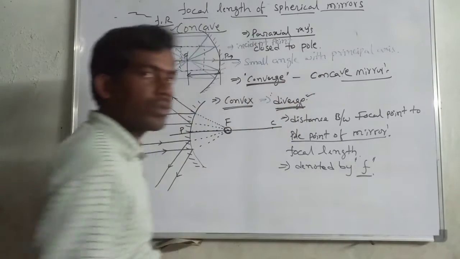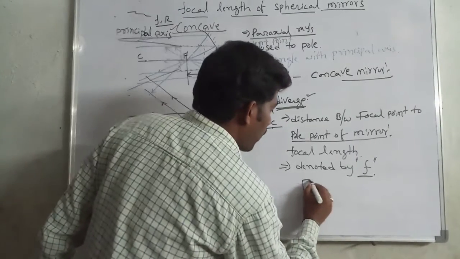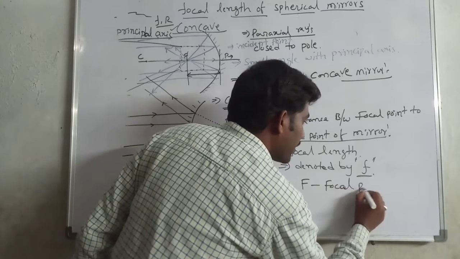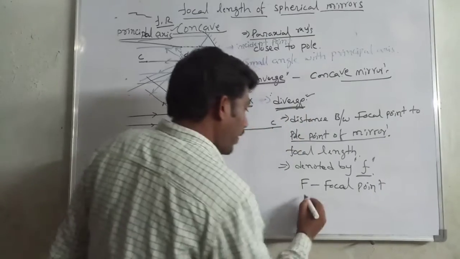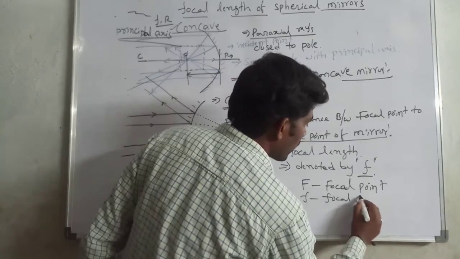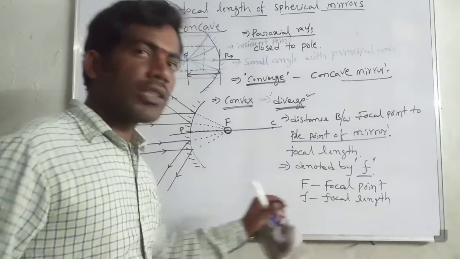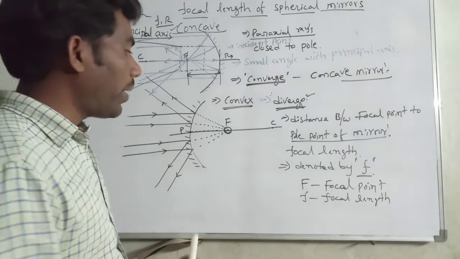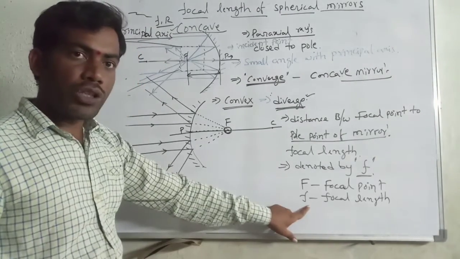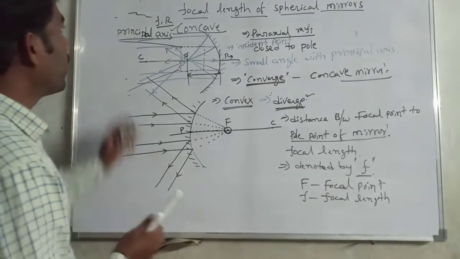small f. If capital F is the focal point, small f is the focal length. This is the difference between capital F and small f. Only in this lesson; in the laws of motion, small f equals friction, please remember.